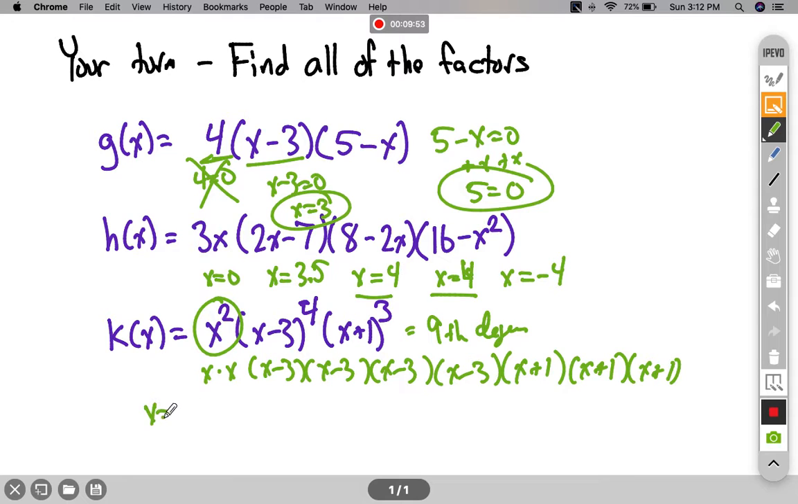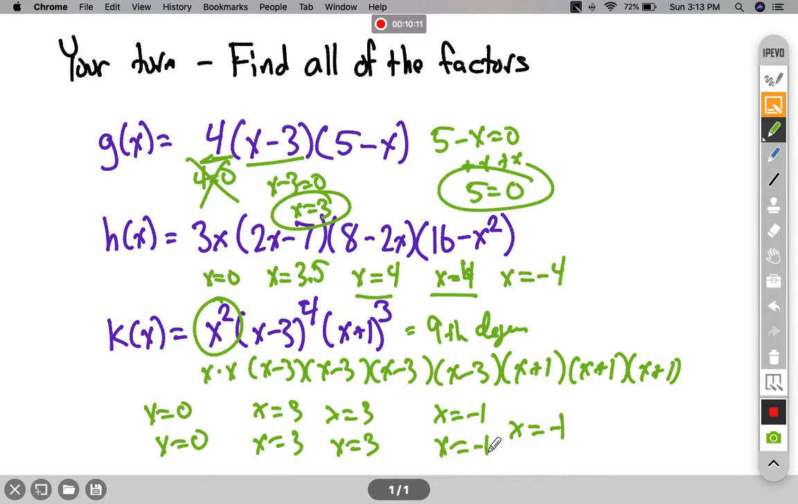So you get x equals 0, x equals 0, x equals 3, x equals 3, x equals 3, x equals 3. Then you'll get x equals -1, x equals -1, x equals -1. This is that multiplicity we talked about, where something special is going to happen at the graph where you have more than one zero at the same point. Right now we're just finding all the zeros. I'll leave that for a different lesson.